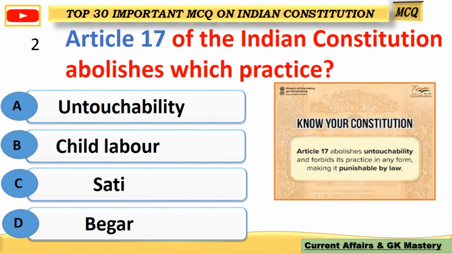Next, Article 17 of the Indian Constitution abolishes which practice? A. Untouchability. B. Child labor. C. Sati. D. Begar. Correct answer is A. Untouchability.